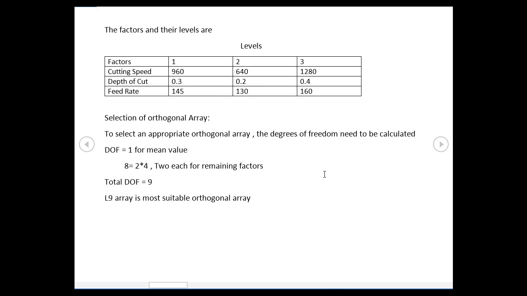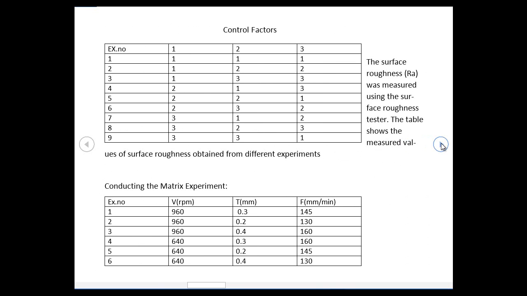So in order to select the orthogonal array, I need to calculate the degrees of freedom. For mean value, it is 1, and for each of the remaining factors, 2. So 2 into 4 is 8, and total degrees of freedom are 9. So L9 array is the most suitable orthogonal array. The surface roughness was measured using the surface roughness tester. The table shows the measured value of surface roughness obtained from different experiments.